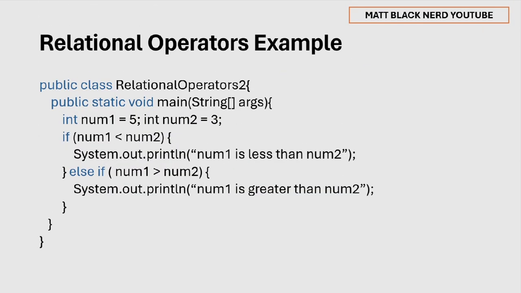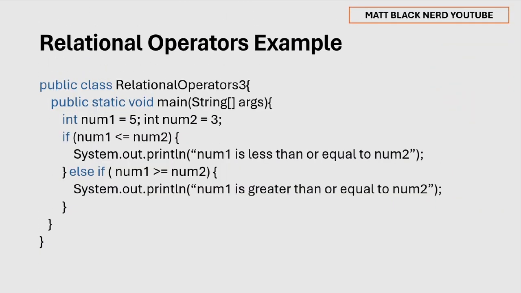In this example, the if statement checks for the expression num1 less than num2, which is false, so the if block will not be executed. In the else if statement, the expression num1 greater than num2 returns true and the else if block will be executed. The text num1 is greater than num2 will be printed to the console.